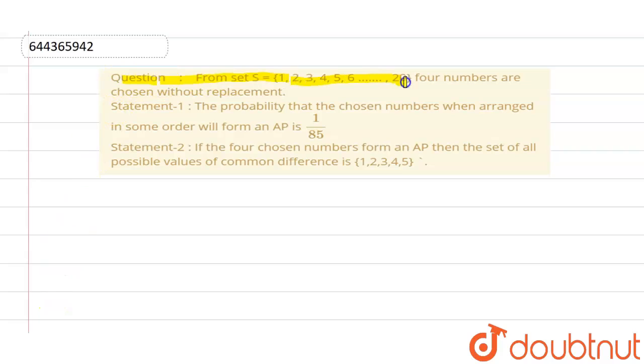The question given to us is: from the set S, that is 1, 2, 3, 4 up to 20, 4 numbers are chosen without replacement. Statement 1 says the probability that the chosen numbers, when arranged in some order, will form an AP is 1 by 85.